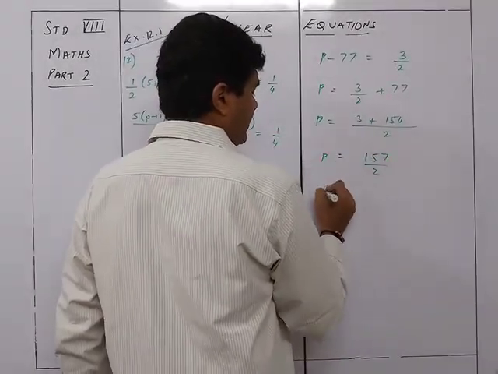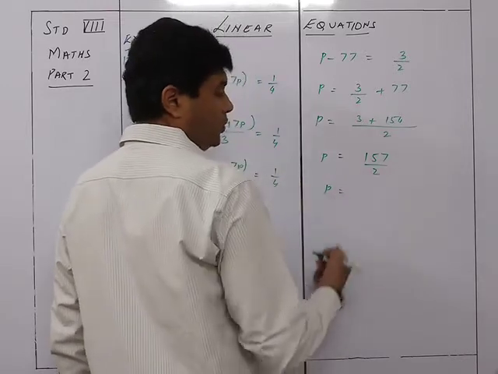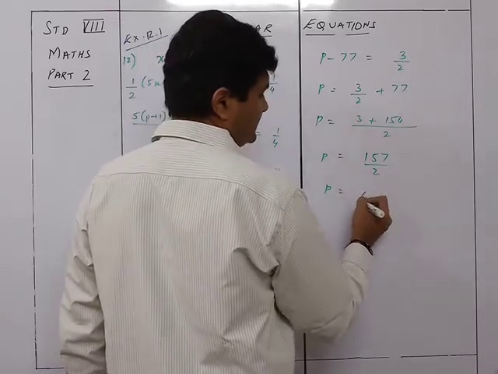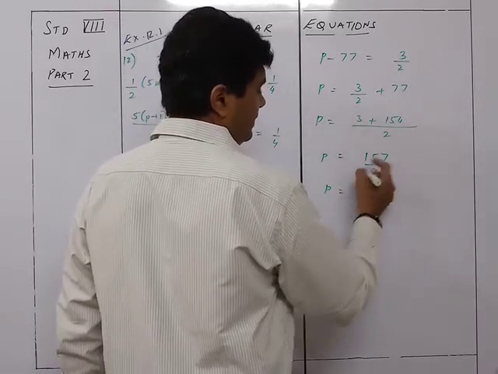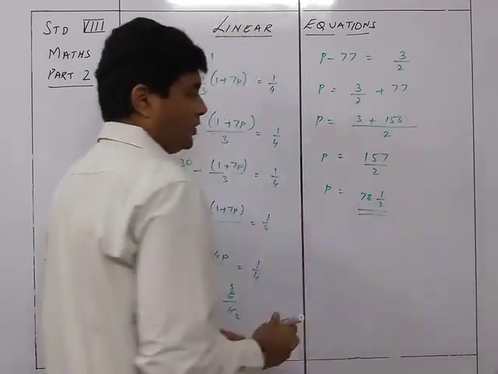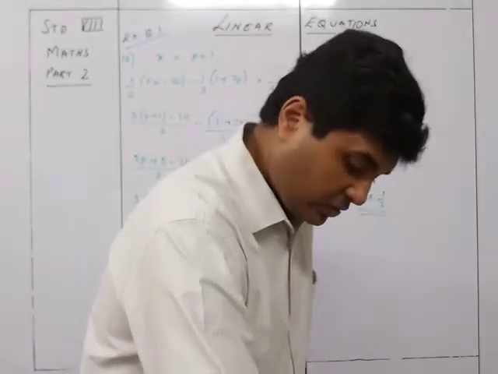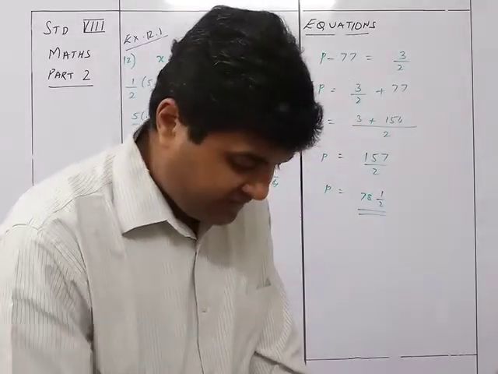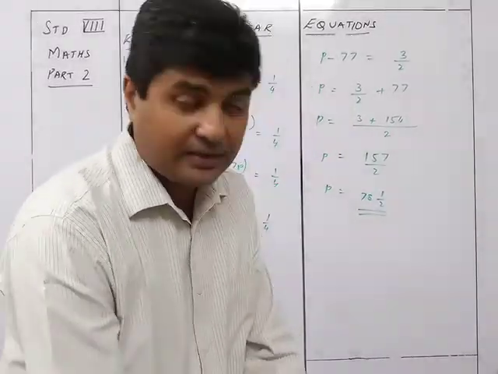So p will be equal to 157 upon 2, or I can write it as 78 1 upon 2. I'll just check up the answer. So the value of p will be 78 1 upon 2. Yeah, that's the right answer.